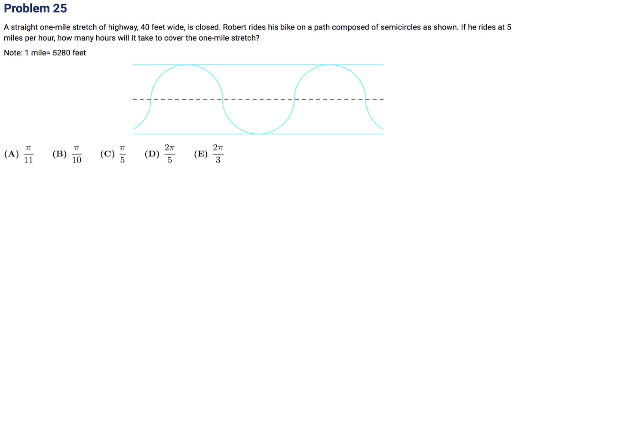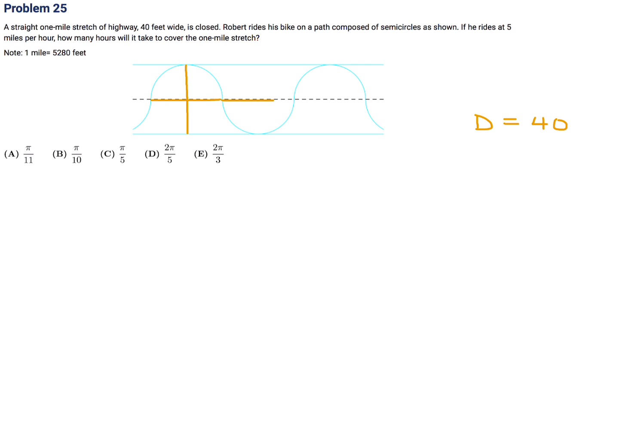A straight 1 mile stretch of highway, 40 feet wide, is closed. Robert rides his bike on a path composed of semicircles as shown. If he rides at 5 miles per hour, how many hours will it take to cover a 1 mile stretch? 1 mile is 5,280 feet. Well, first and foremost, we have to understand this question a little bit. So 40 feet wide, so from here to here is 40 feet, right? Well, if this is a semicircle, then this would be a circle, and that line would basically represent the diameter. So this is also the diameter if you draw it that way. So the diameter of those circles is 40 feet.